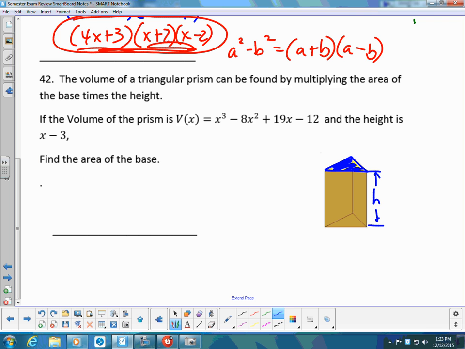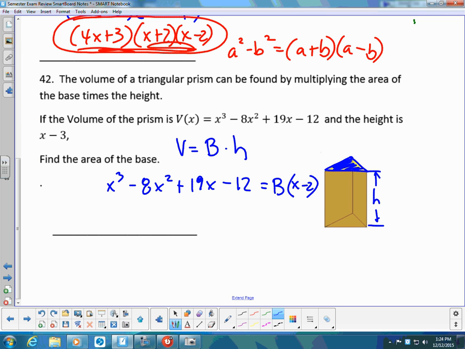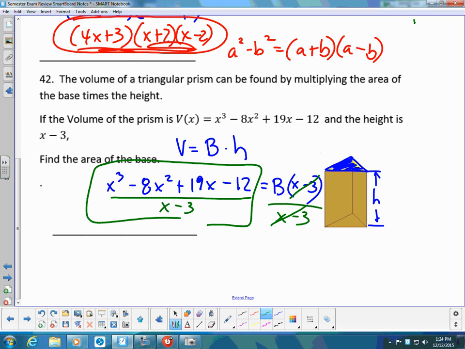So, but we already know the volume, and we know the height. Volume equals area of the base times the height. So if I fill in x cubed minus 8x squared plus 19x minus 12, that's going to be equal to the area of the base times the height, which is x minus 3. So I want to divide both sides by x minus 3 to get the base. So my base is going to be this expression. Now let's just divide this using synthetic division to see what we'll get.